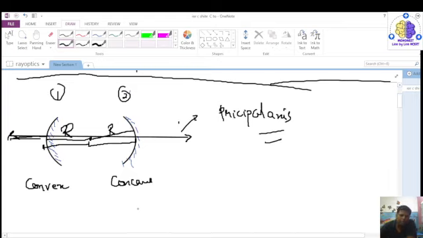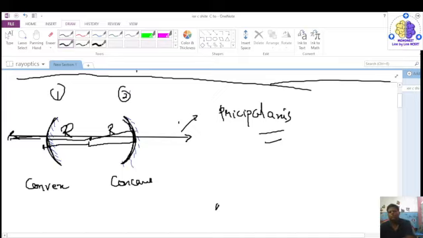Now this part, the black part, the curved part, is known as the aperture of the mirror. This part is known as the aperture of the mirror, right?